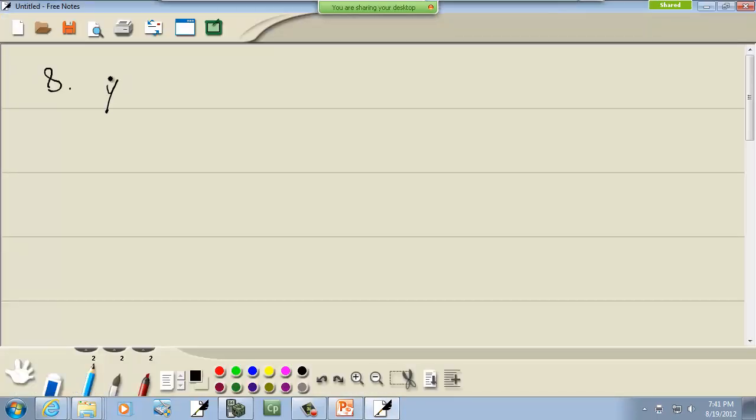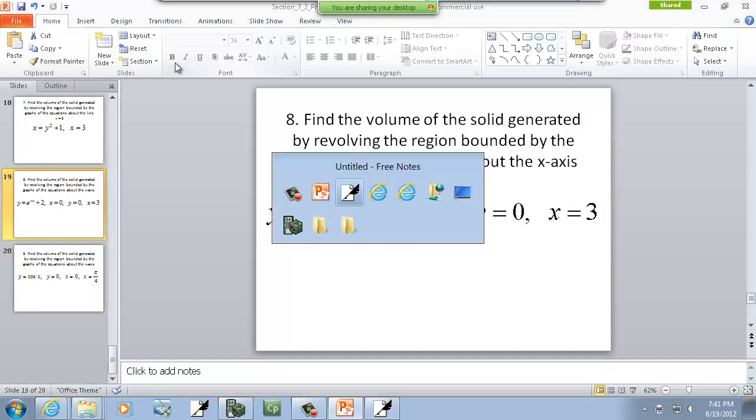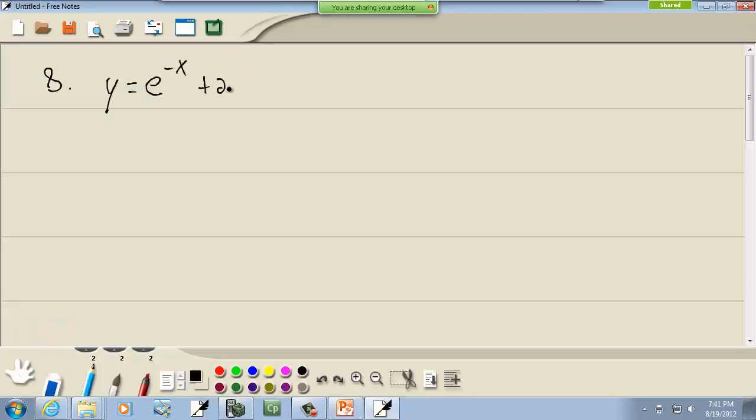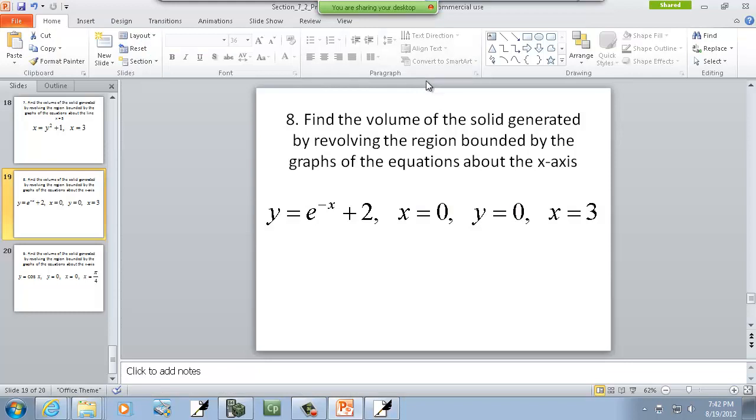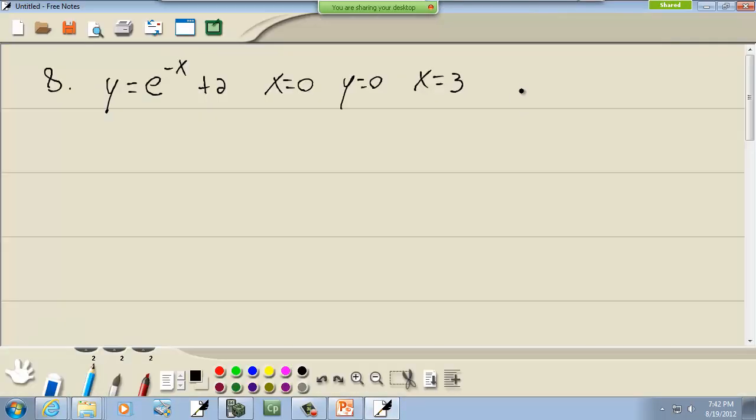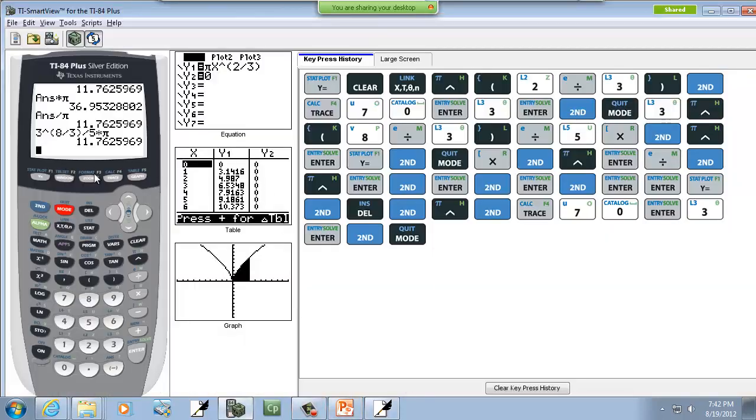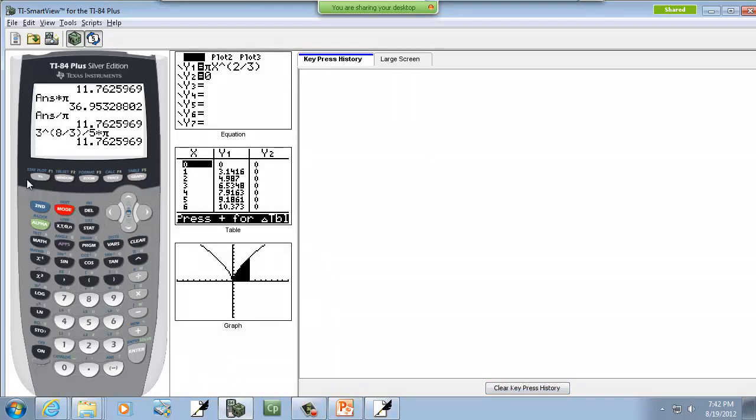We've got y is equal to e to the negative x plus 2, x is equal to 0, y is equal to 0, x is equal to 3, and find the volume bounded by the graphs of the equation about the x-axis. What in the world does that look like? Okay, let's go graph it and see.